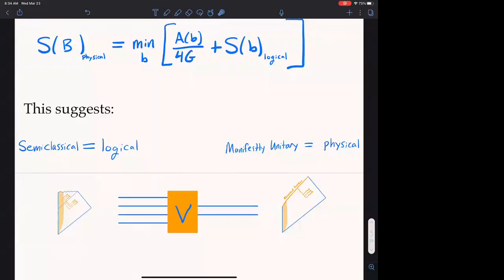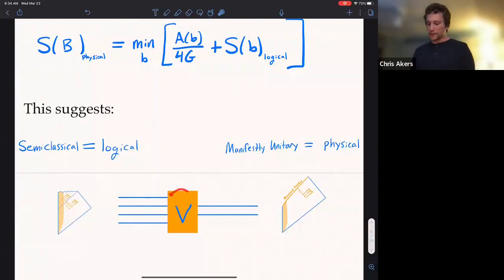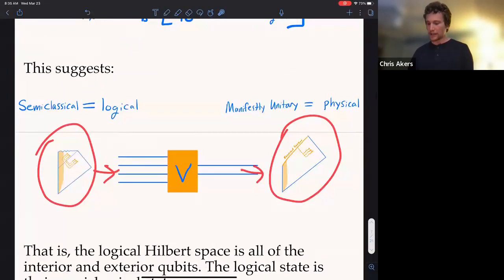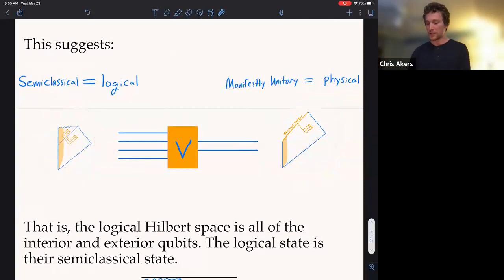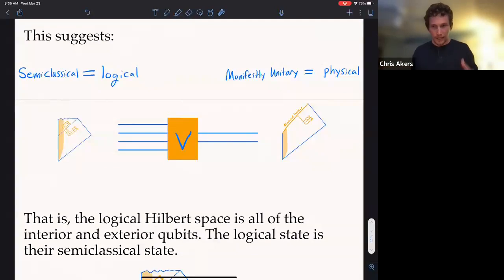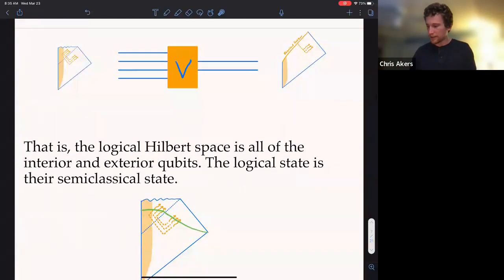So, just to drive it home, I'm imagining that there's some quantum code V in which the semiclassical description is the input description, and the manifestly unitary description is the output description. In other words, this suggests that the logical Hilbert space is all of the interior and exterior qubits.